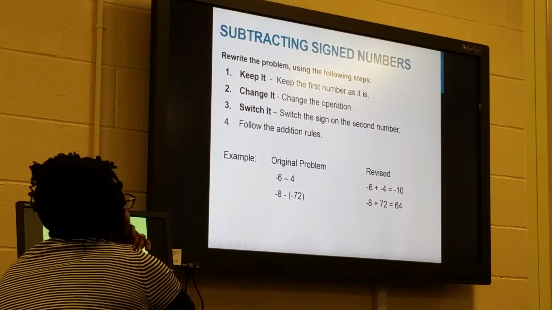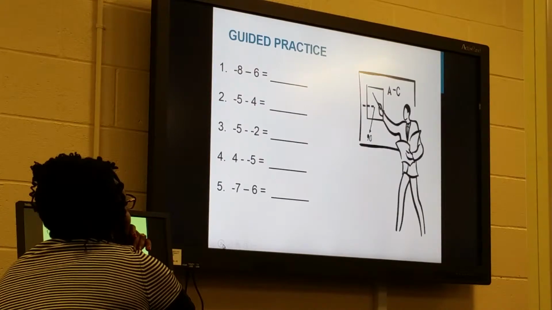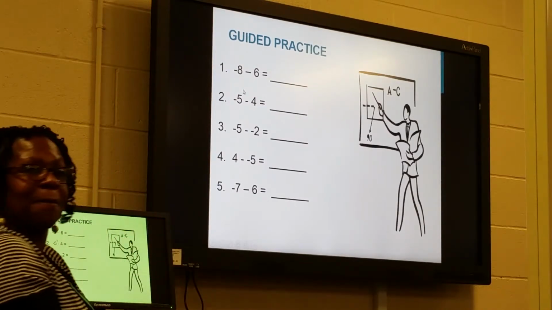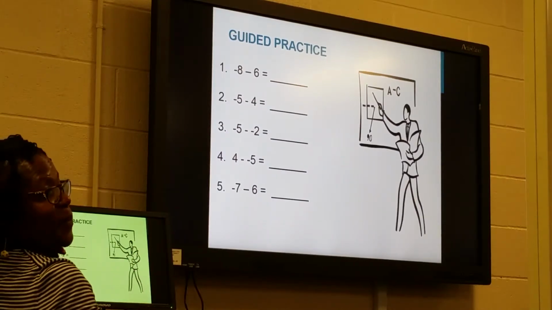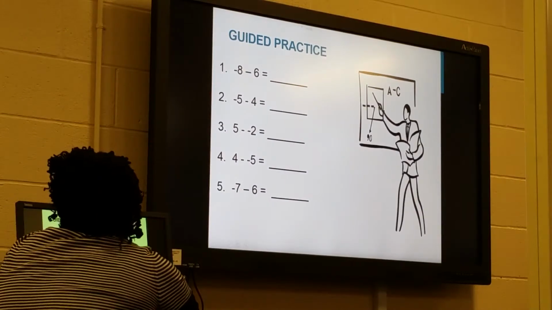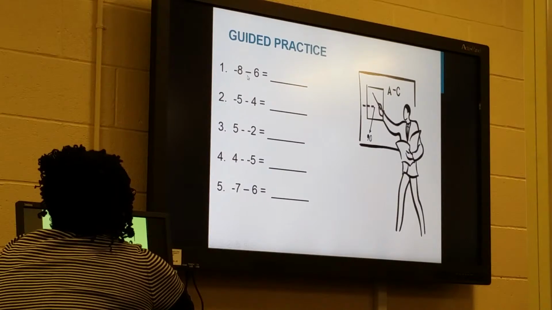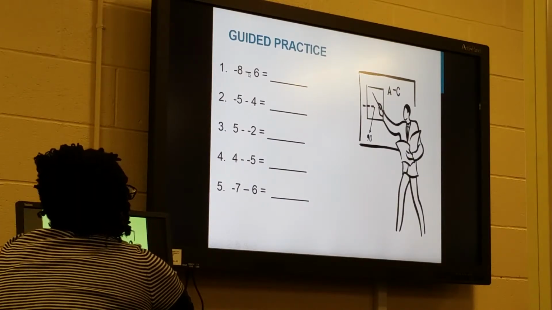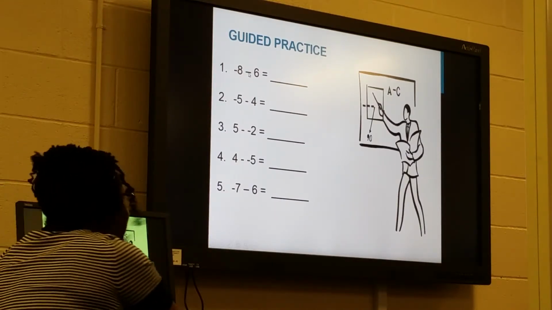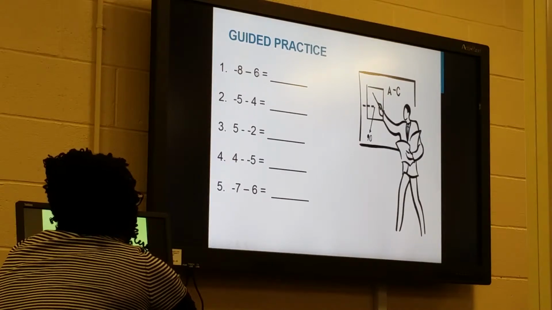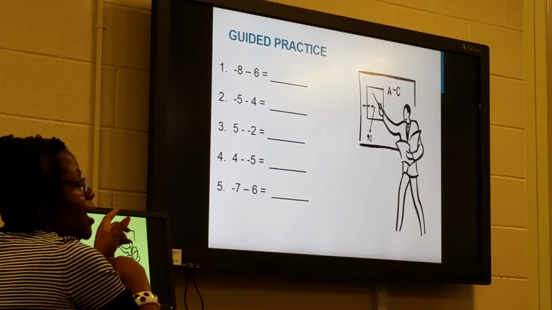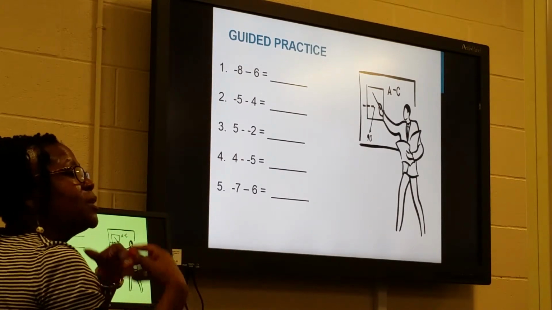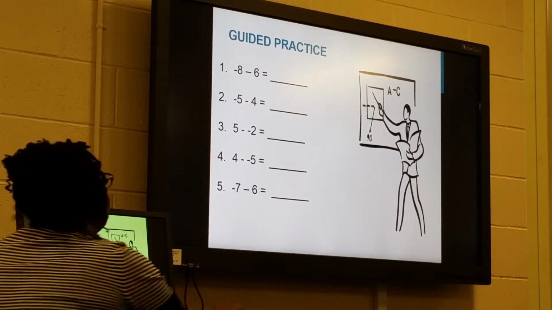So let's practice. Okay. What's the first thing we do? The 8 does what? Stays the same. And then this minus changed to plus. And then this 6 changed to negative. And a negative 8 and a negative 6 equals a negative 14.